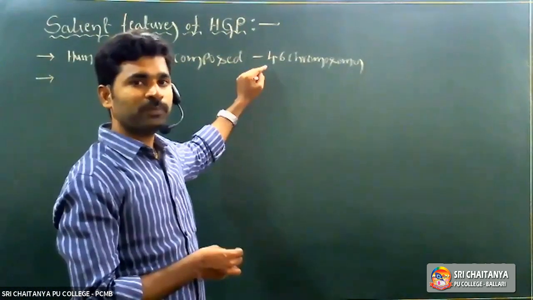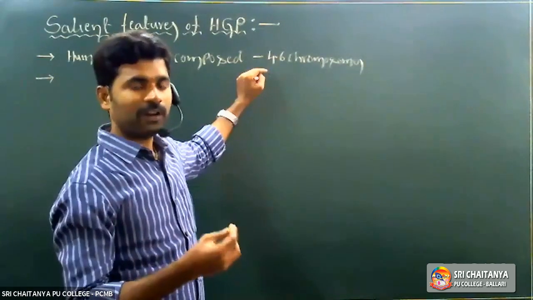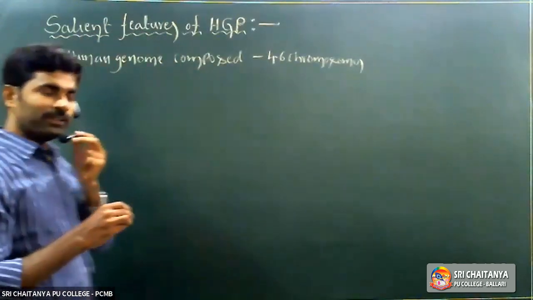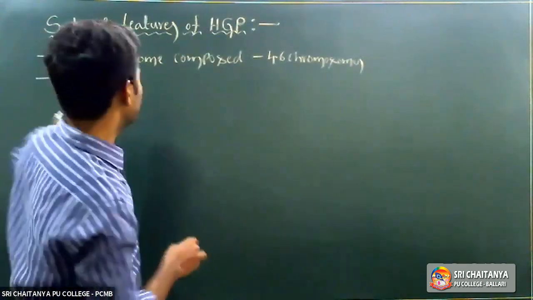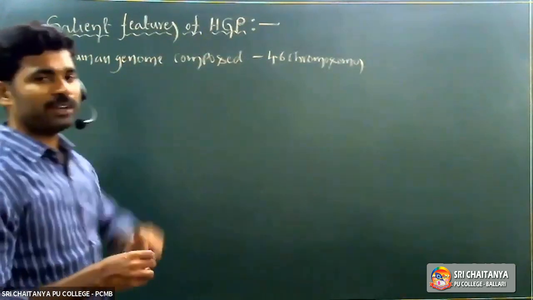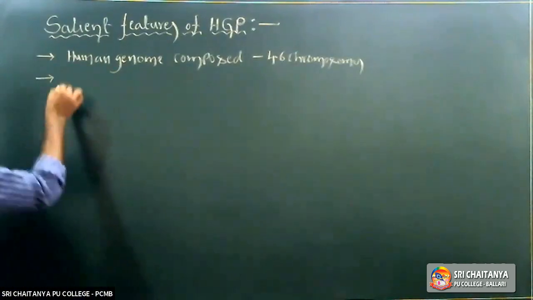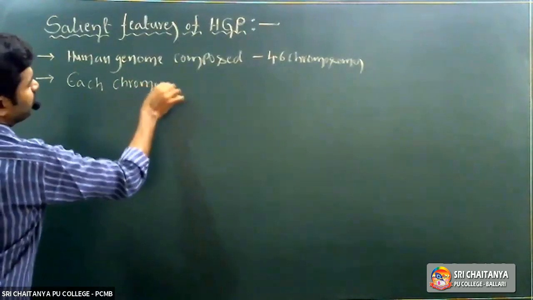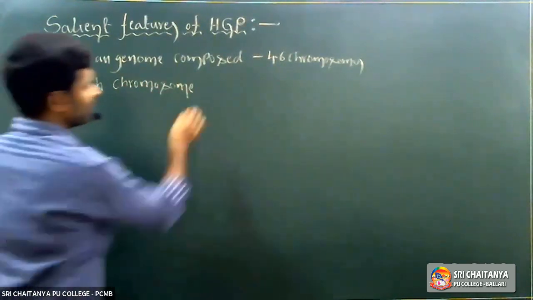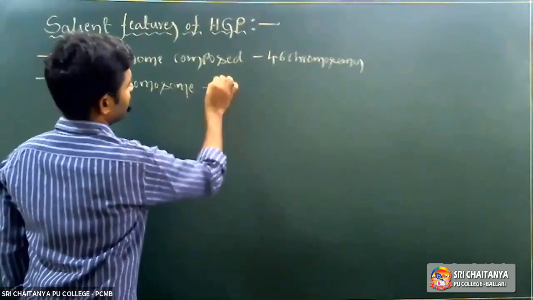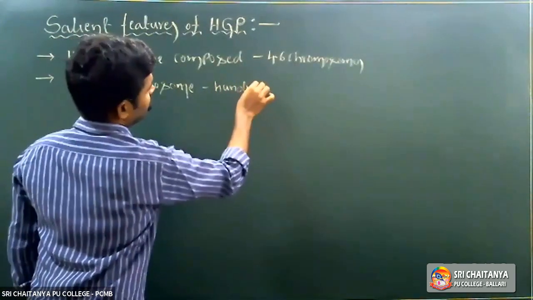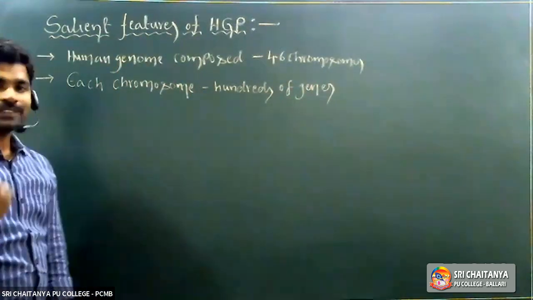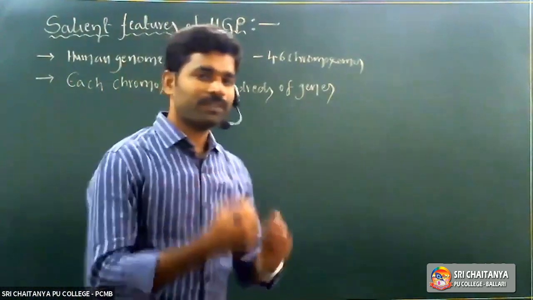So what is the human genome? The complete set of genes or genetic material which is present in a human cell is called the human genome, right? Then the human genome is composed of how many chromosomes? 46 chromosomes. In that, each chromosome contains hundreds of genes, right?